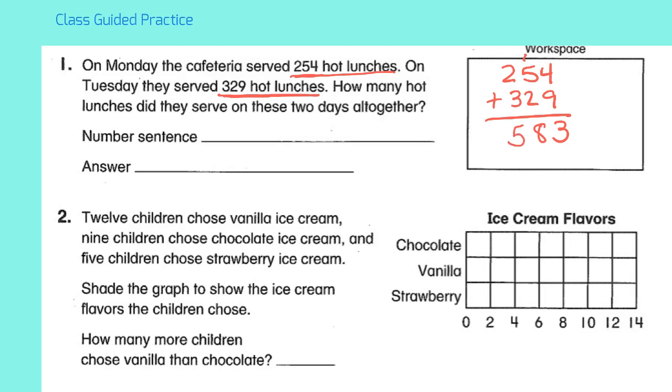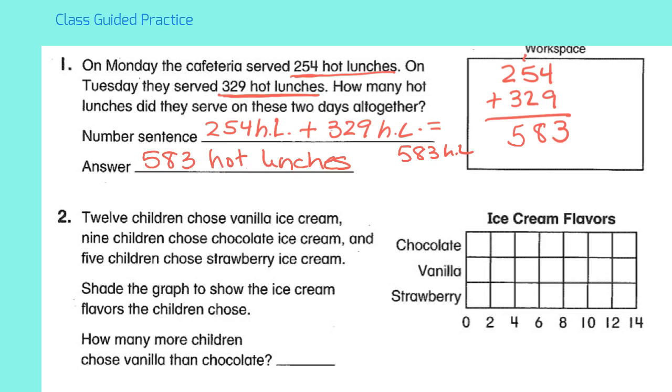So our number sentence will be 254, just going to abbreviate, hot lunches plus 329 hot lunches equal, the answer is 583 hot lunches.